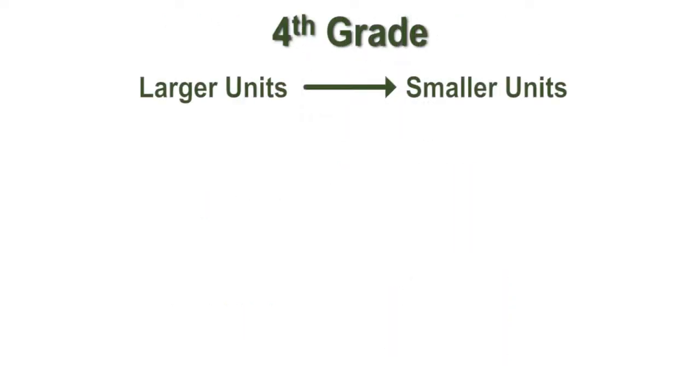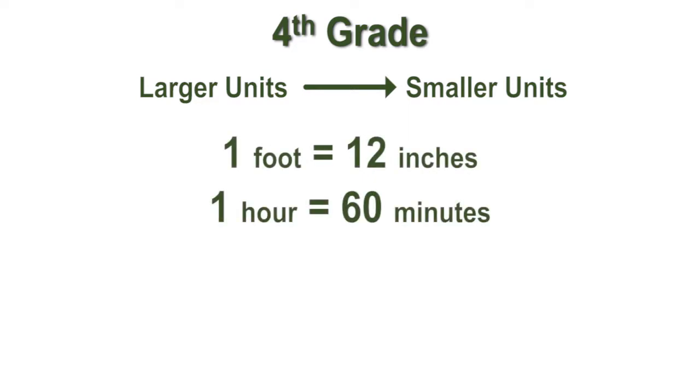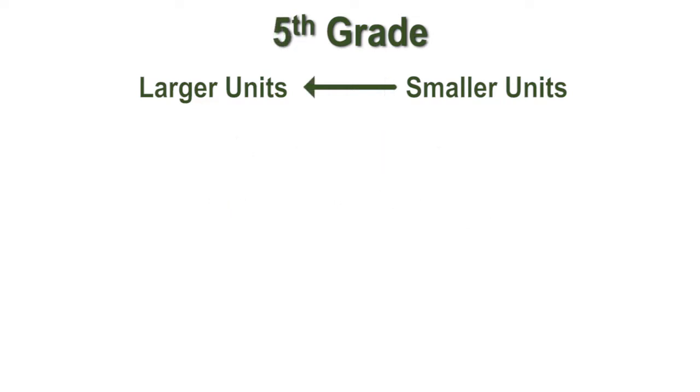In 4th grade, your child converted measures from larger units to smaller units within the same system of measurement. For example, a foot is 12 times larger than an inch, an hour is 60 times larger than a minute, etc. This year in 5th grade, your child will be converting smaller units to larger units of measure. In converting measures, encourage your child to use multiplication and division strategies they learned in 4th grade to solve them.